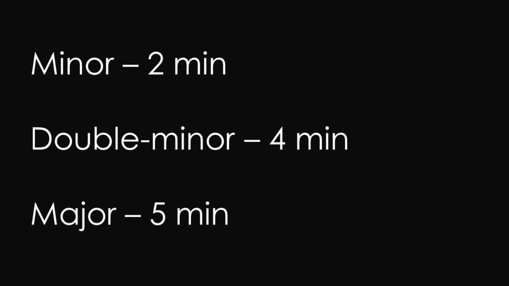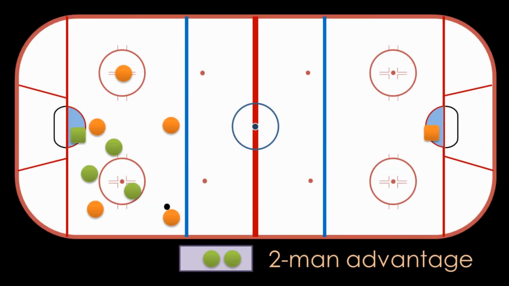2 players on one team can be called for a penalty at the same time, meaning one team will have what is called a 2-man advantage. This means that the team on the power play will have 5 skaters, while the shorthanded team will only have 3. 3 is the minimum number of skaters that a team can have on the ice at any one time, so you'll never see a 5-on-2.